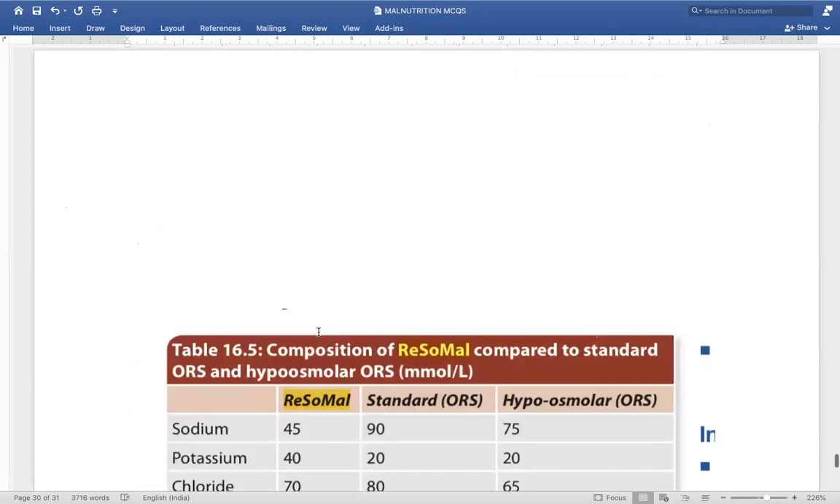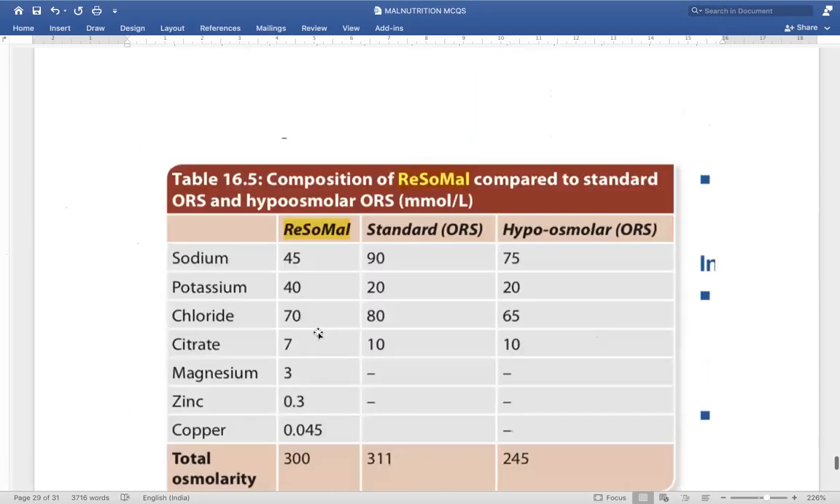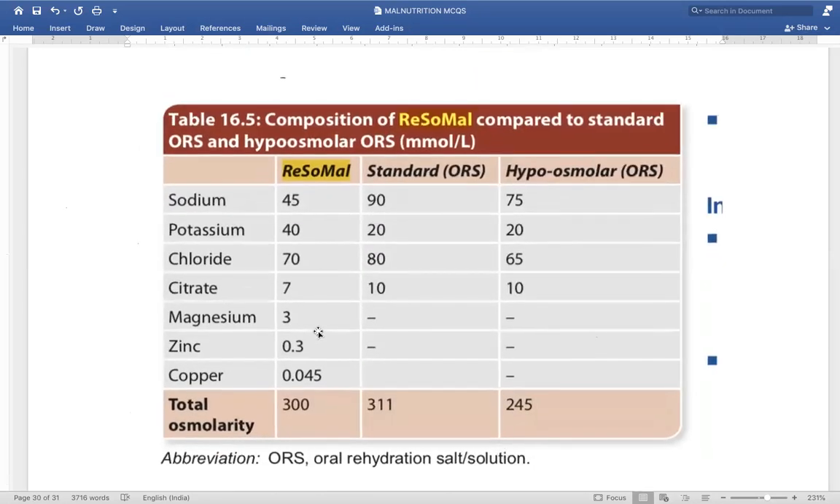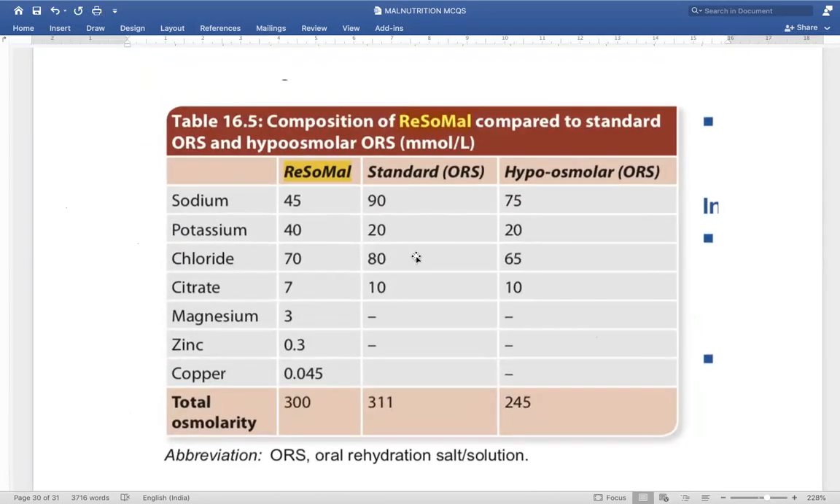Apart from that, what is frequently asked is the composition of standard ORS and reduced osmolarity ORS. Reduced osmolarity ORS is used in malnutrition. As we know, osmolarity is less, 300 and 311.